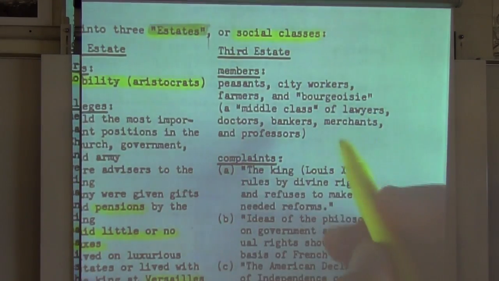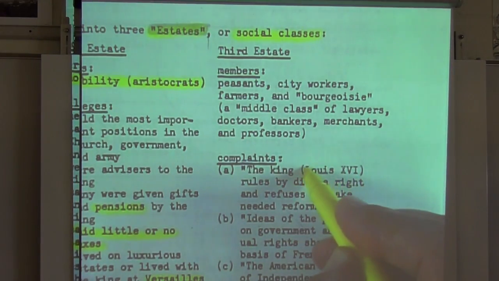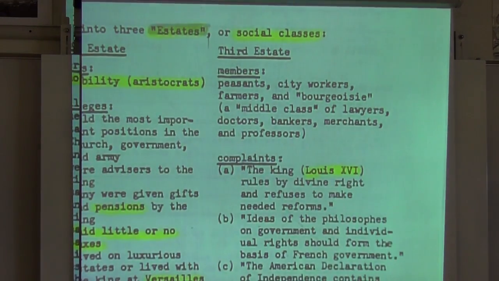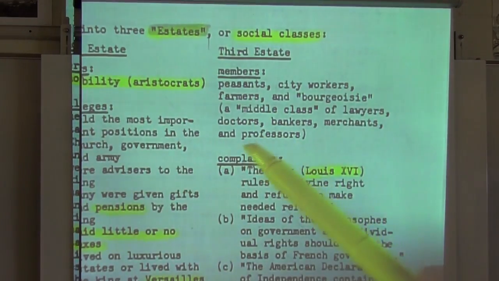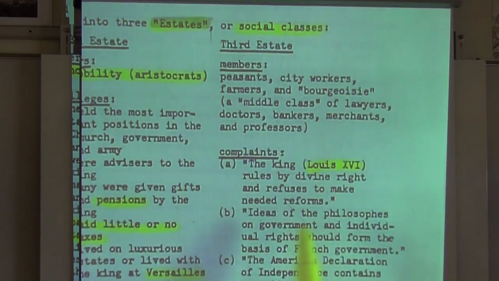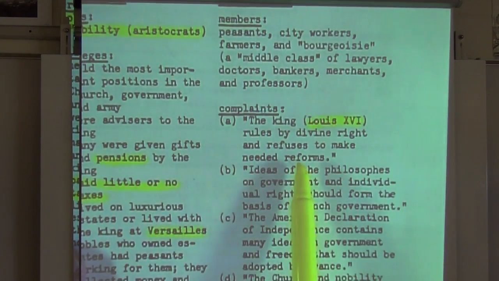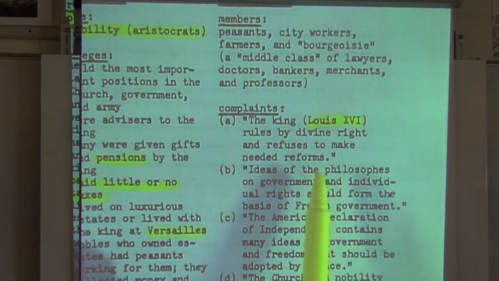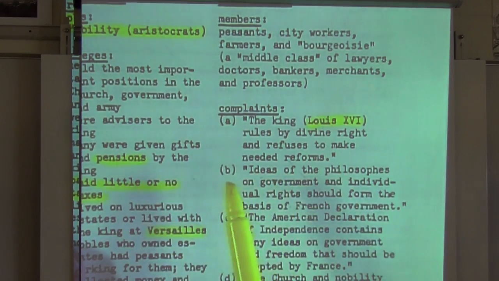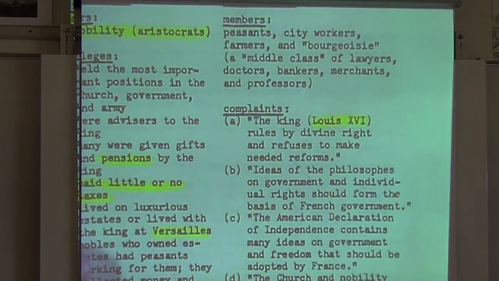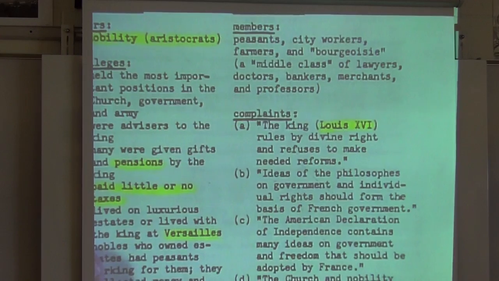Now the king at this time is Louis XIV, the Sun King's grandson, a guy named Louis XVI. Basically the complaints are adding up. What they were saying is the king refuses to make needed reforms. He lives down there in Versailles. He's not in town. He doesn't know what's going on. He doesn't realize what all the people of France really need.